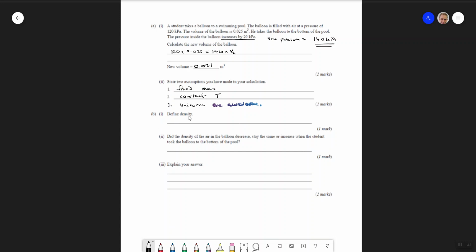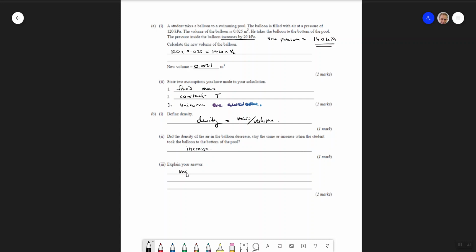Define density. So when they mean that, they just mean density is equal to mass over volume. Did the density in the air decrease, stay the same, or increase when the balloon went to the bottom of the pool? Well, we've got the same mass, got a smaller volume, so our density is going to increase. And my explanation is literally what I just said.